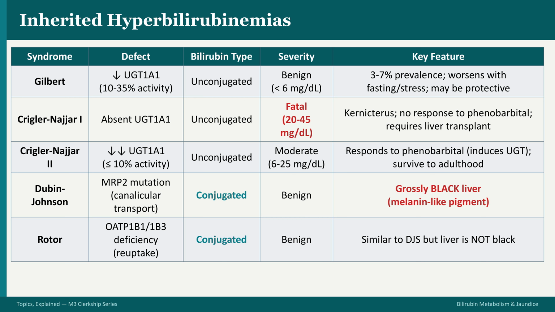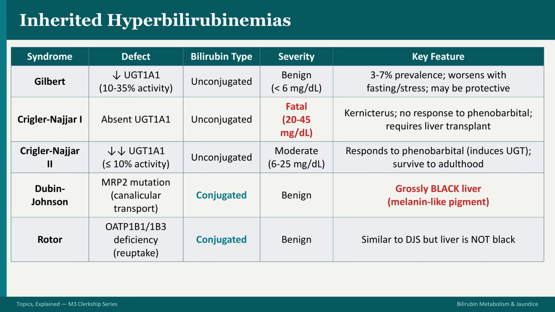Crigler-Najjar type 2 has severely reduced but not absent UGT1A1. These patients survive to adulthood with bilirubin of 6 to 25 mg per deciliter and do respond to phenobarbital, which induces whatever residual enzyme activity remains.